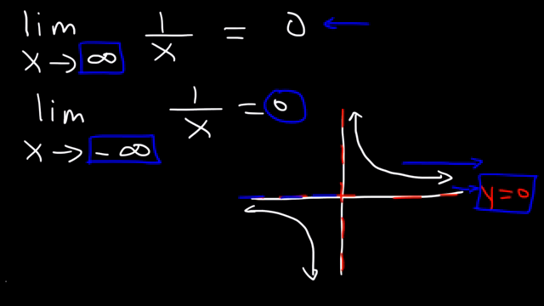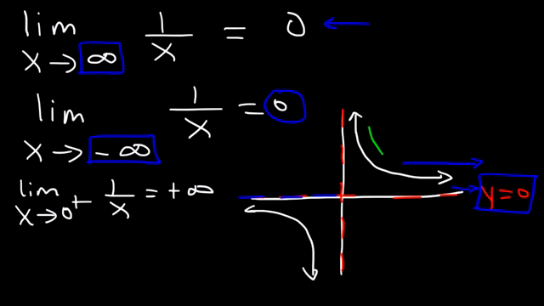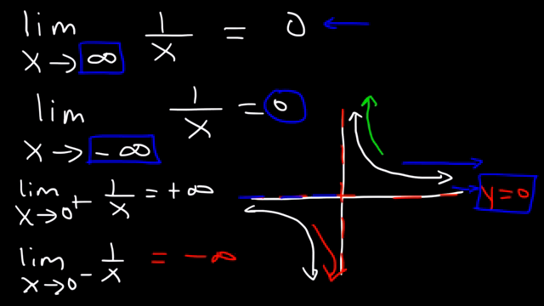This will also give you the horizontal asymptote on the left side, which is also y equals 0. To get the vertical asymptote, as x approaches 0 from the right side, this will give us positive infinity. So that tells you that 0 is the vertical asymptote. If you approach 0 from the left side, you're going to get negative infinity. It's going down. So the x value that leads to a y value of infinity, that's going to be the vertical asymptote. When x approaches infinity, the y value corresponds to the horizontal asymptote.